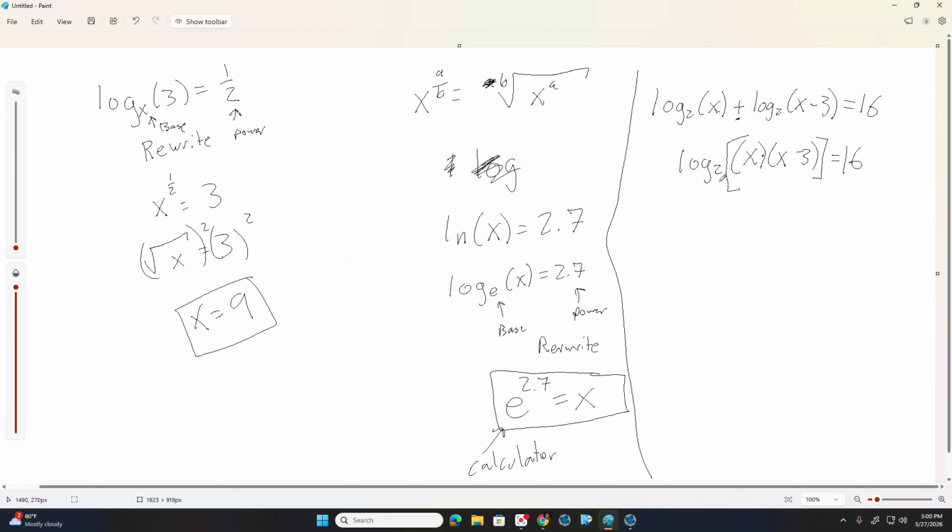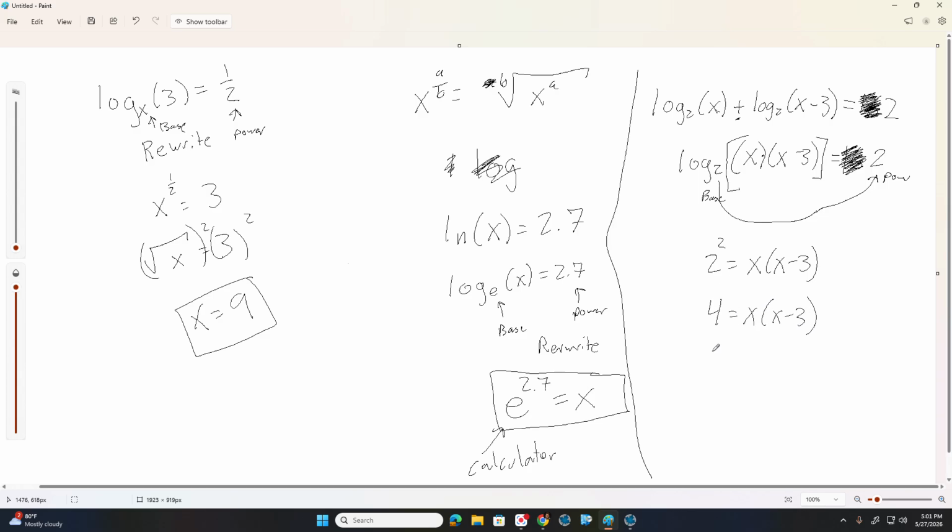Now, how do we solve that? Oh, goodness. I made this one up. I realize now that this is going to be really bad. I want to write this real number as 2. Because we have a base, we have a power. 2 squared equals x times x minus 3. Or 4 equals x times x minus 3.